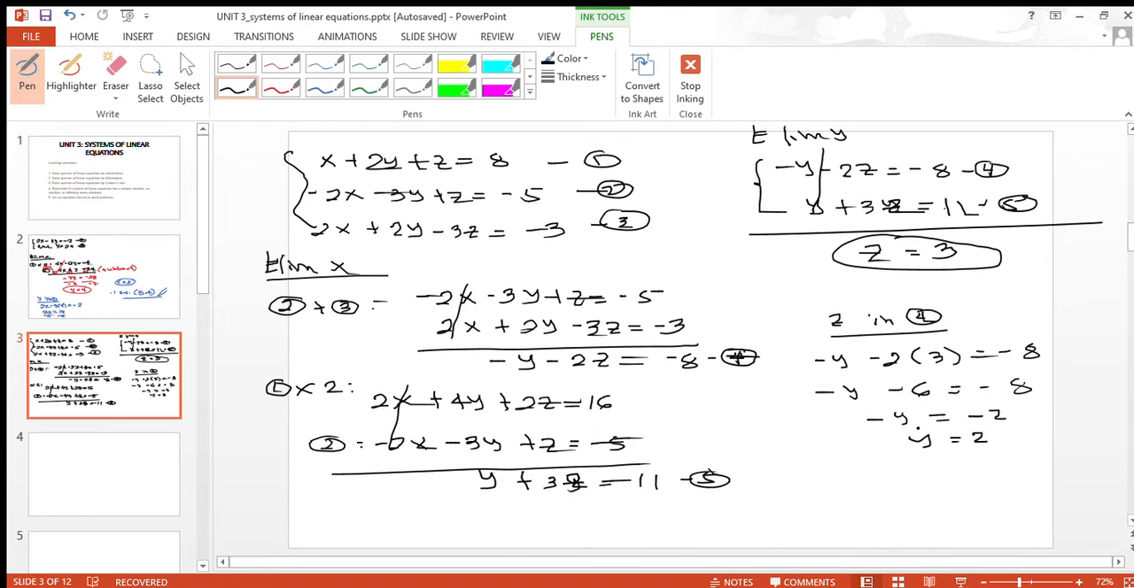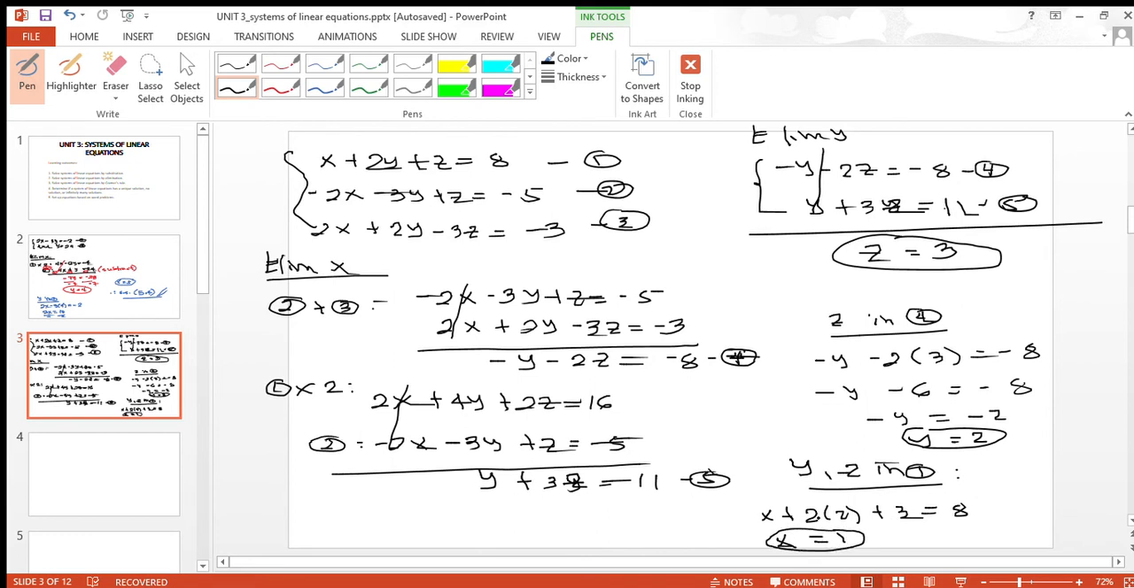Y is positive 2. And finally, to solve for x, we can back substitute y and z in, let's say, equation 1. So actually, you can substitute it in 2 or 3. So y and z in equation 1, we get x plus 2y plus z equals, that gives us x. This is 4 plus 3 is 7. Transpose 7. 8 minus 7 is 1.